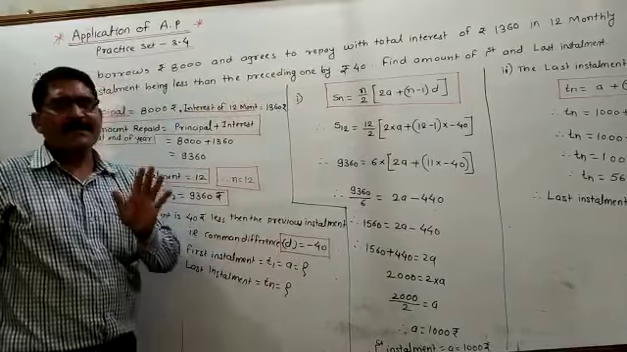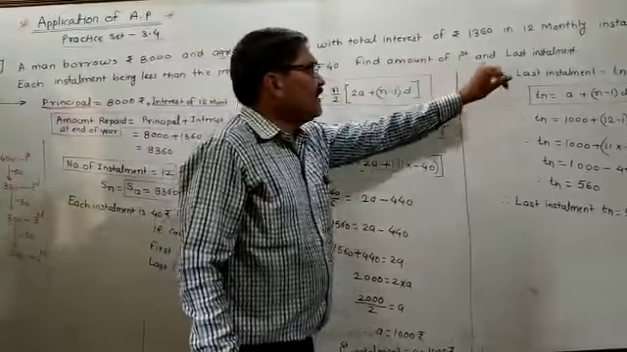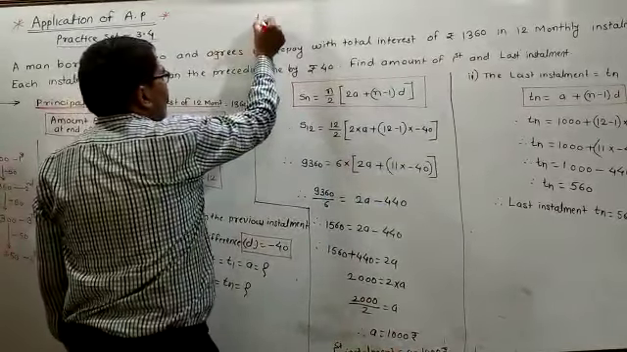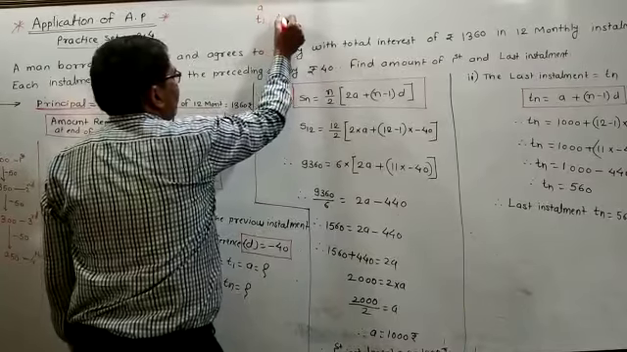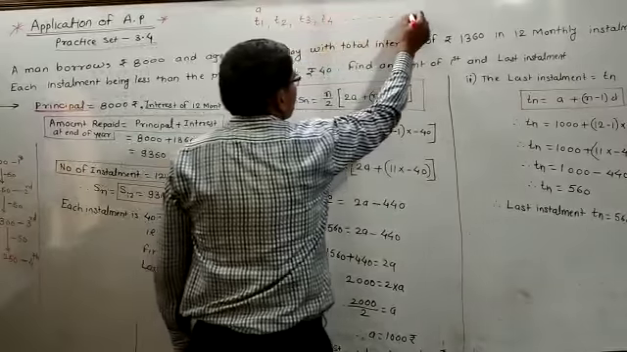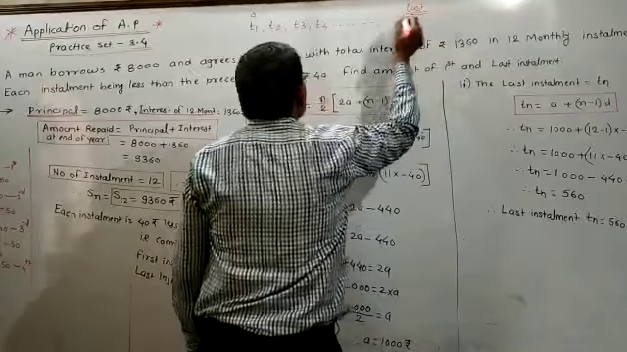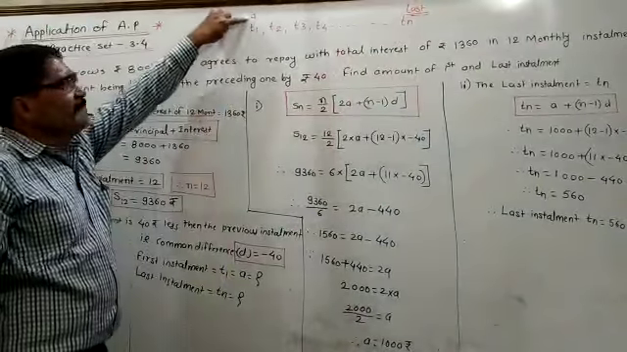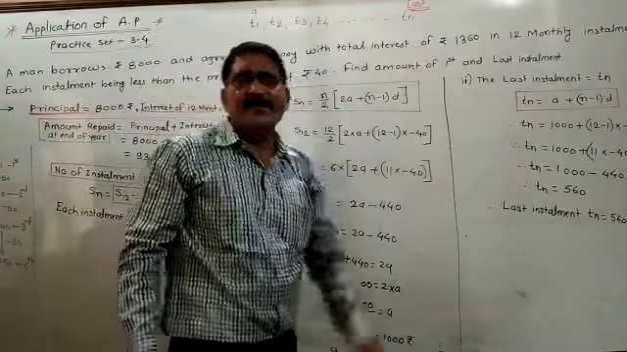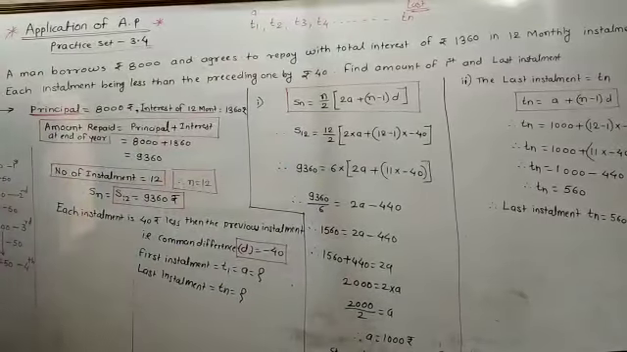Then what is given, you have to see. Find the amount of the first and the last installment. The first installment will be T1, or you can say A. Second installment is T2, third installment is T3, T4, and so on. Tn is the last installment. So you have to find A or T1, and you have to find the last installment Tn. Everybody understand?